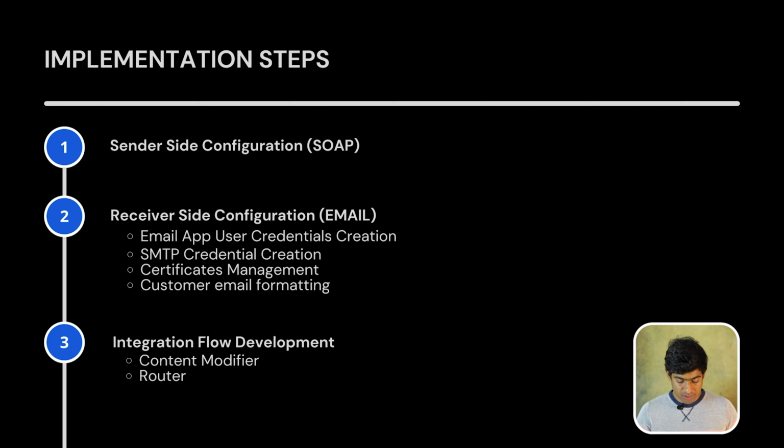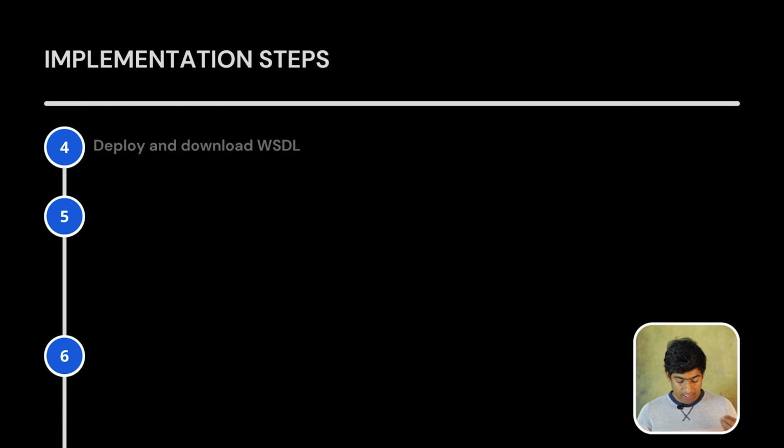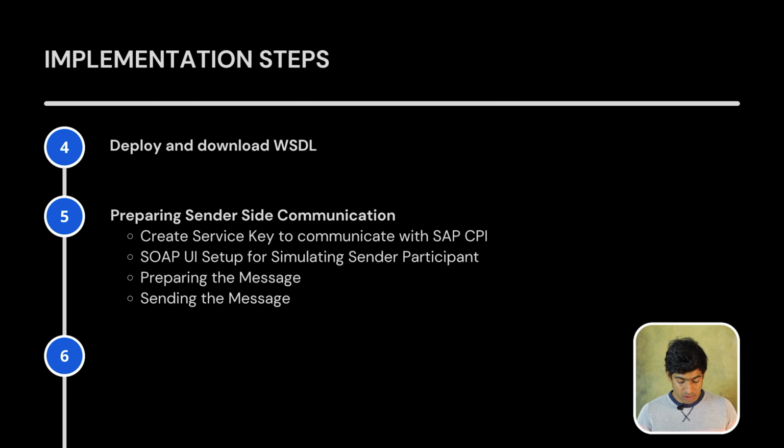So in this demonstration, we will start with sender-side configuration. We will continue with the receiver-side configuration. We will then do actual integration flow development. Then we'll try to deploy and download the WSDL file from CPI. And then we'll do the sender-side preparation for sending the message to CPI. Then I will show you how you can check the logs in SAP CPI.